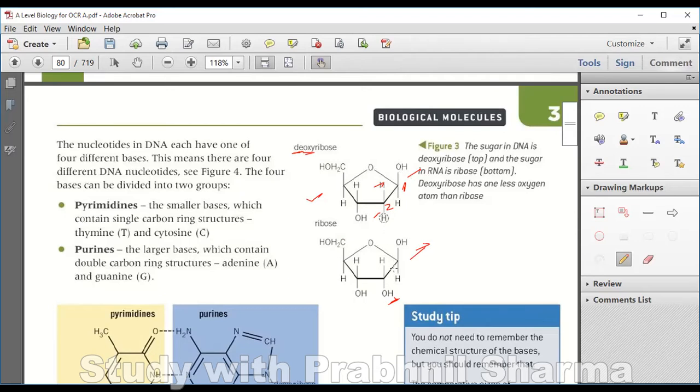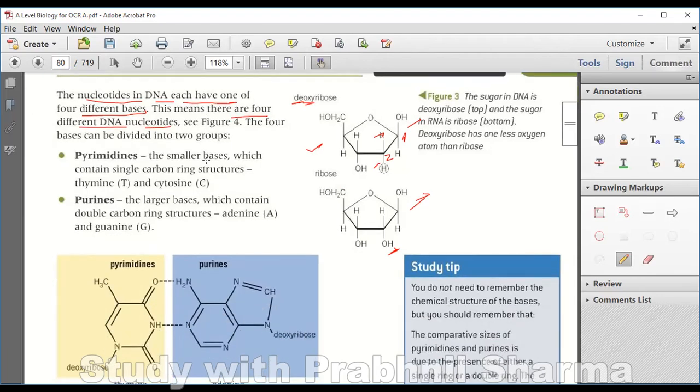Now see, the nucleotides in DNA each have one of 4 different bases. This means that there are 4 different DNA nucleotides, which are given in figure 4. The 4 bases can be divided into 2 main groups that we have already discussed, that is pyrimidines and purines.